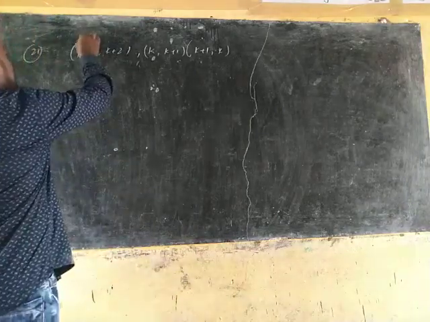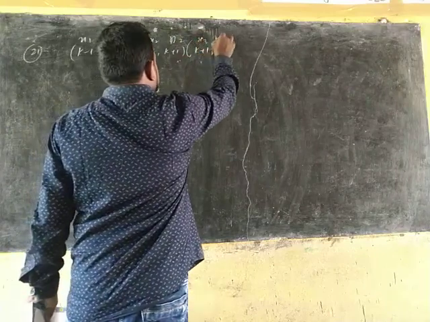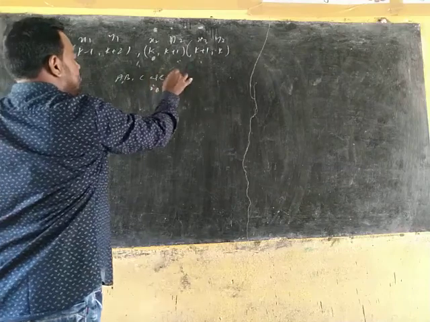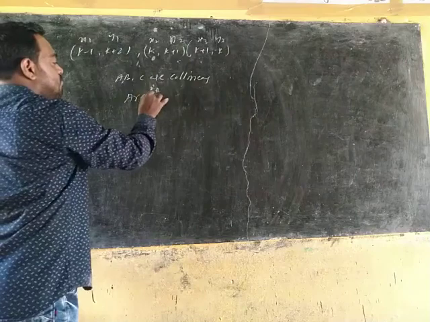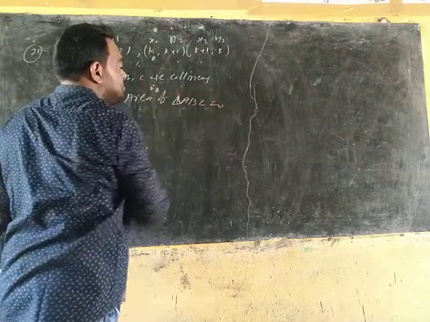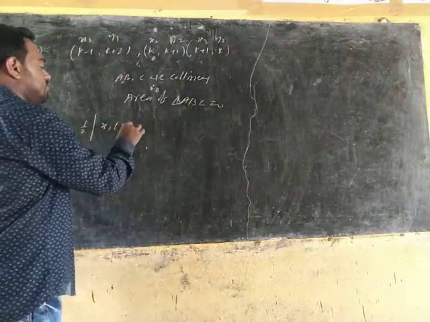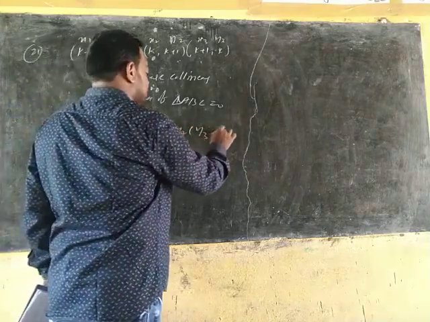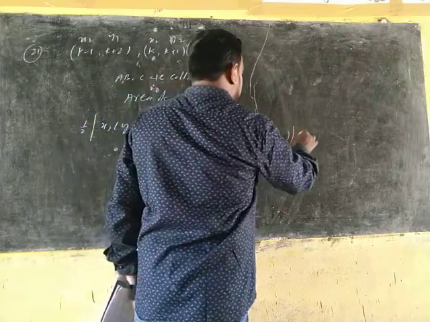So take the points (x1, y1), (x2, y2), (x3, y3). If A, B, C are collinear, then the area of triangle ABC is equal to 0. The area of the triangle is 1/2 times the modulus of x1(y2 - y3) + x2(y3 - y1) + x3(y1 - y2), which equals 0.